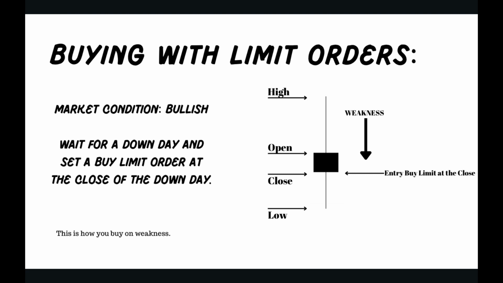What you're going to do is wait for a down day and set a buy limit order at the close of the down day. Now on the right, we have a bar, and let's say that bar represents 1 day. This 1 day had closed down, and you know that you're in a bullish trend. This may be an opportunity for you to go long. How would you get into the market long after a down day? With a limit order, you would simply place the limit order at the close of that down day.